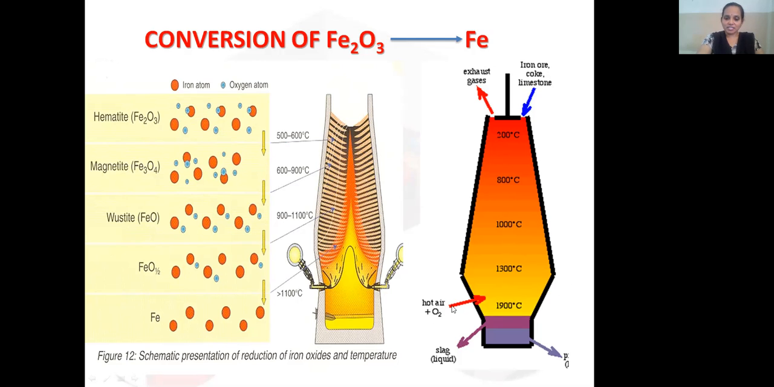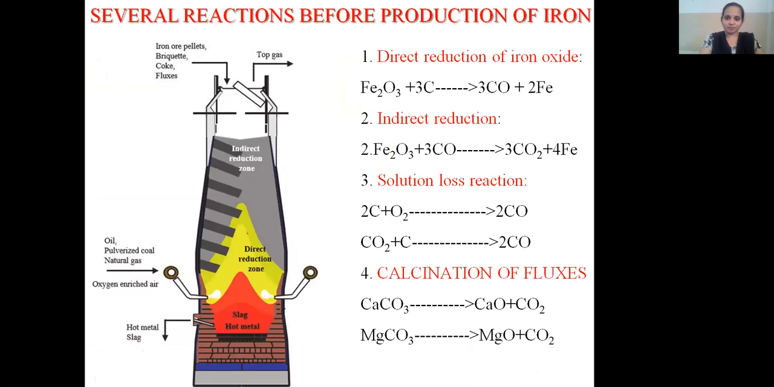And here you can see hot air oxygen. Oxygen reacts with the carbon present in the coke to form carbon monoxide gas. The products are slag and molten metal, that is pig iron. Several reactions take place before the production of iron. So here, what are the reactions that take place? Here you will find direct reduction and indirect reduction. The products are molten metal and slag.